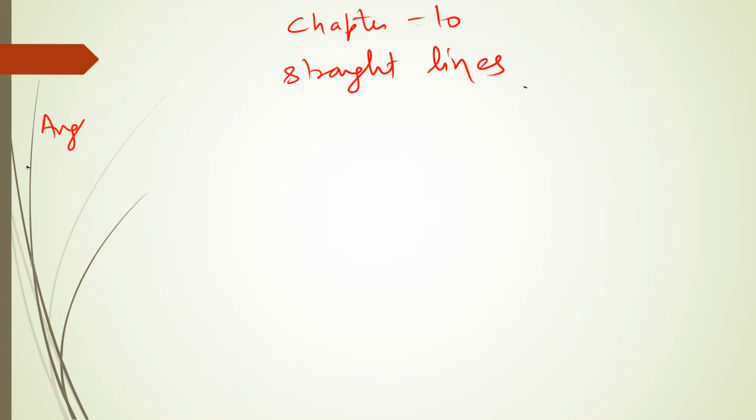So let us start our chapter number 10, straight lines. Before understanding the concept of slope of a line, we need to understand the meaning of angle of inclination.